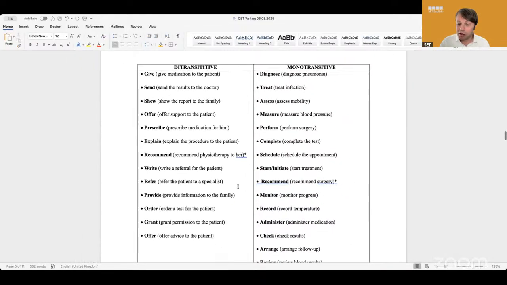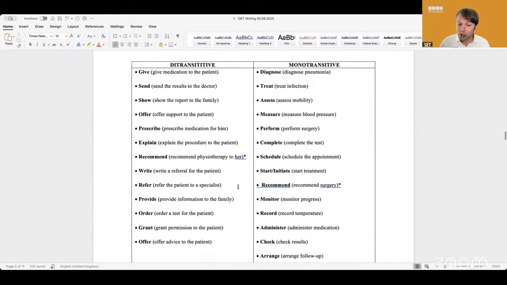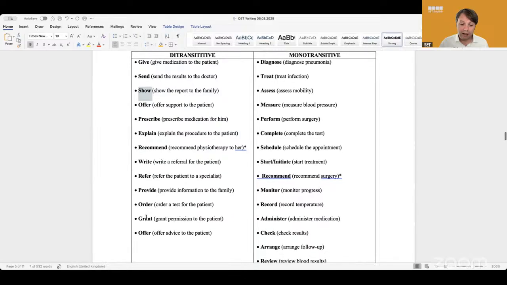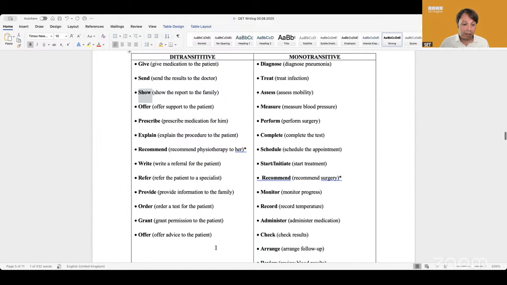And yes, I'm using ChatGPT, so I will double check this later, but it looks correct. It looks right. Okay, so ditransitive are usually things like give, send, show, offer, prescribe, explain, write, refer, order, grant. Okay, we can put also suggests. Okay, does anyone have any questions here? You can review this before tomorrow's class.